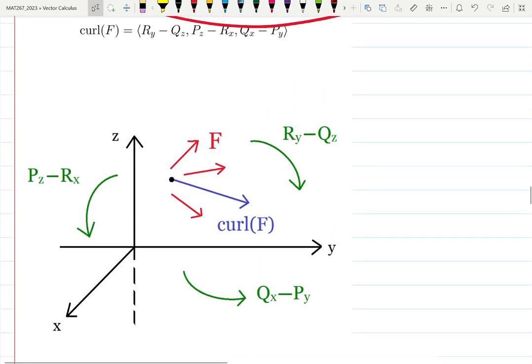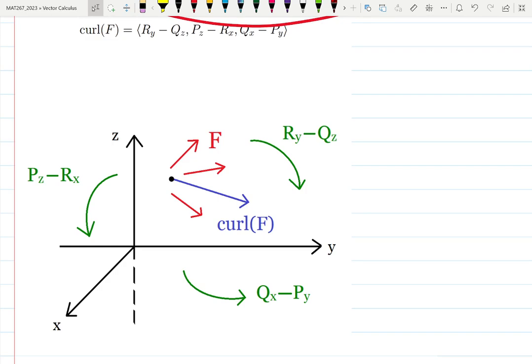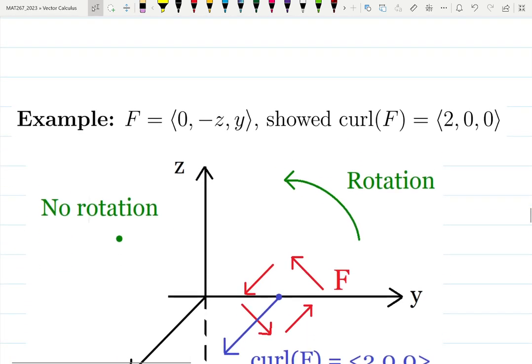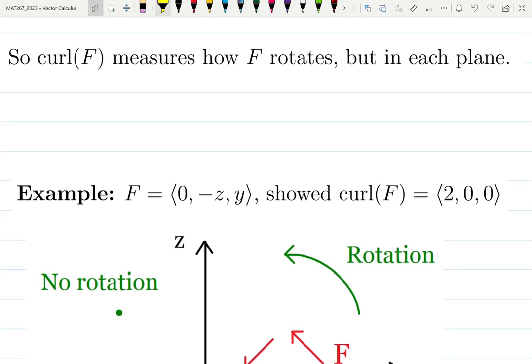Okay, so let me try to explain to you. Example. Let me do this. Let's write down this: curl of F measures how F rotates in each plane.